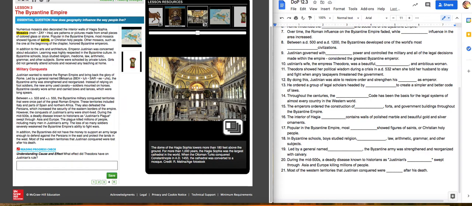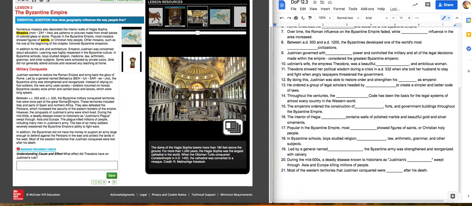Justinian wanted to restore the Roman Empire and bring back the glory of Rome. Led by a general named Belisarius, the Byzantine army was strengthened and reorganized. Number 19 in your notes. Instead of relying on foot soldiers, the new army used cavalry, which are soldiers on horses. Byzantine cavalry wore armor and carried bows and lances. Lances are long spears.